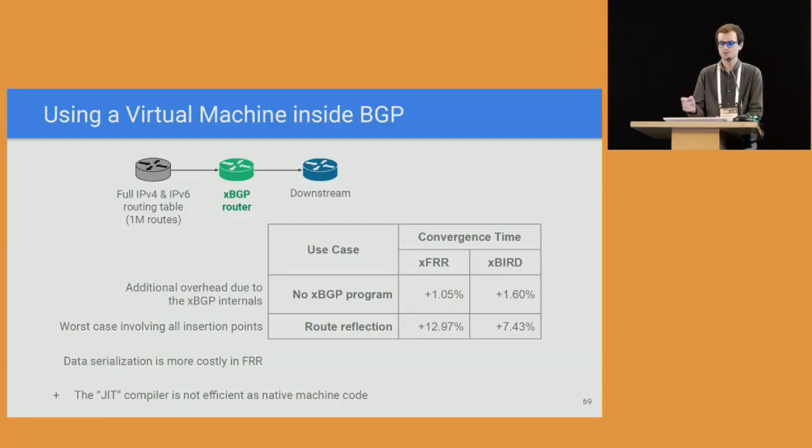The difference is explained by the data serialization between FRRouting and BIRD. It was easier for xBGP to convert a data structure to a vendor-neutral structure that the xBGP extension can use inside the plugin. And also the eBPF JIT compiler is not as efficient as native bytecode, but this is still a prototype. There is still some improvement to be made inside the prototype of xBGP.